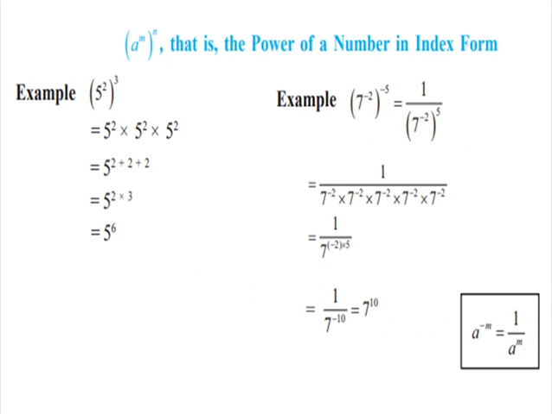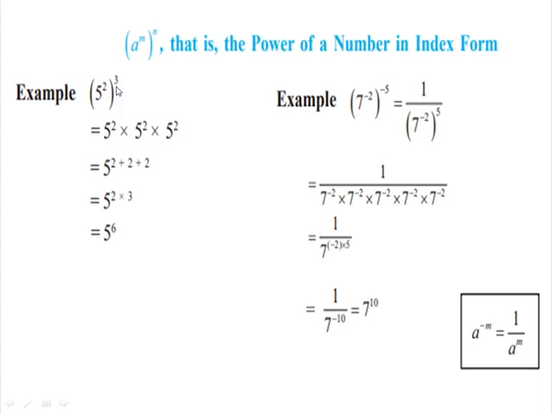Now a raised to m raised to the power n, that is power of the number in index form. Now if you will see, already the base is taken in index form, that is a raised to the power m, and this again n is taken to the power of the power, that is a raised to m raised to n. Now here what happens when there are two indices one over the other, that is, let us see an example, 5 raised to 2 raised to 3. Now here if you consider 5 square as the base and this 3 in the index, then we will multiply 5 square 3 times.